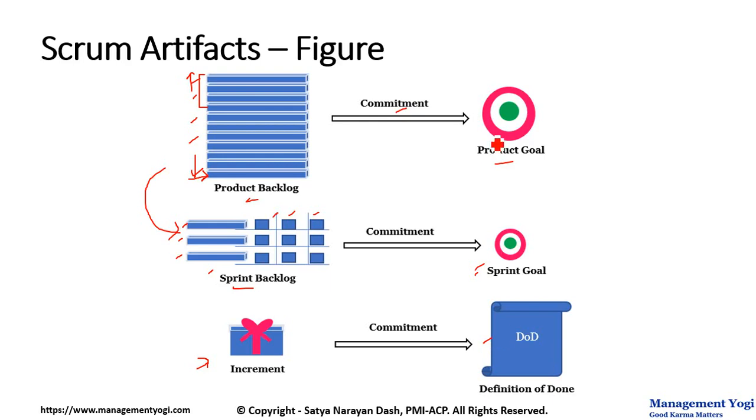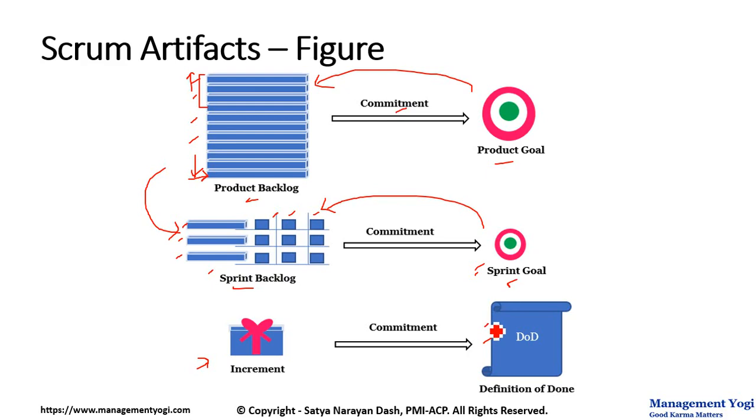In addition, the product goal is part of the product backlog. The product goal will be created by the product owner. The sprint goal will be part of the sprint backlog, and the sprint goal will be created, confirmed and committed to by the Scrum team. The definition of done is not part of the increment.